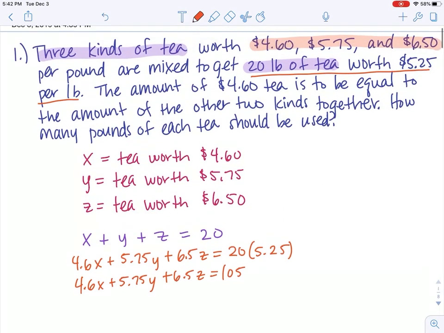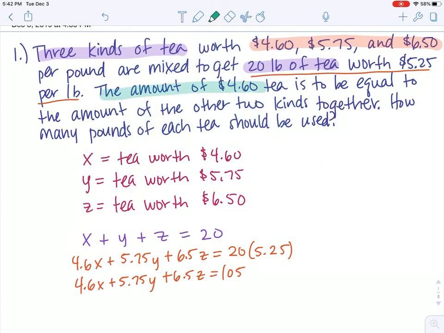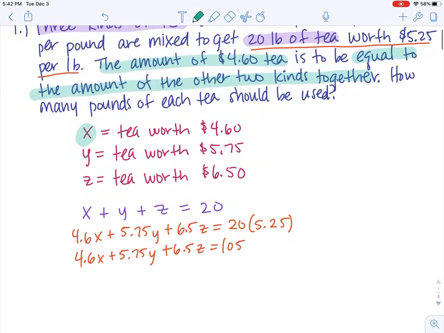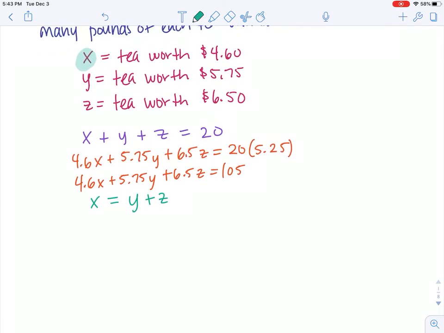We need a third one. So right here it says the amount of the 4.60 tea, so the amount x, is equal to the amount of the other two kinds together. So x, the 4.60 tea, is equal to the amount of the other two teas, y and z, put together. So we have three equations: x plus y plus z equals 20, and x equals y plus z, and this one in orange here is our third one.